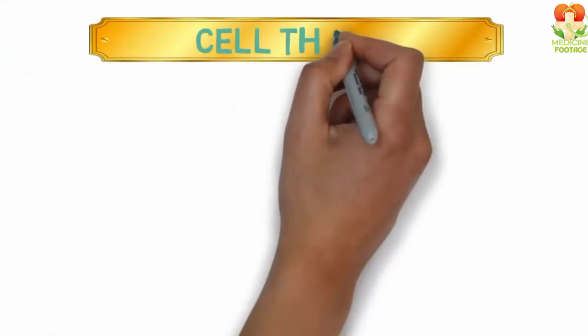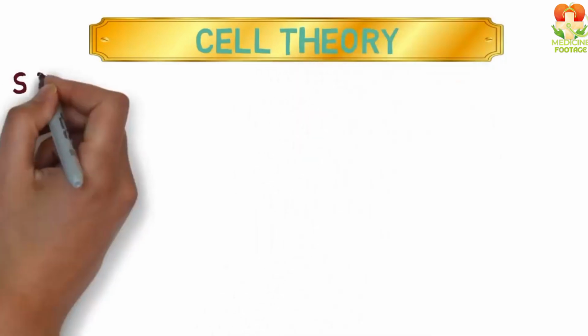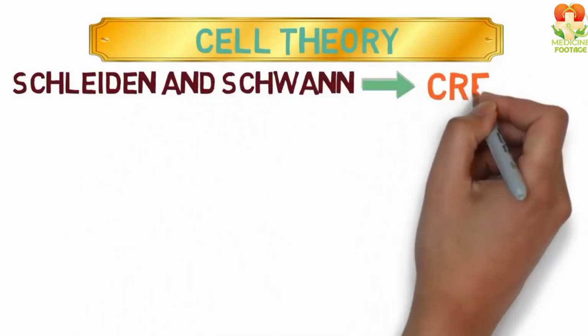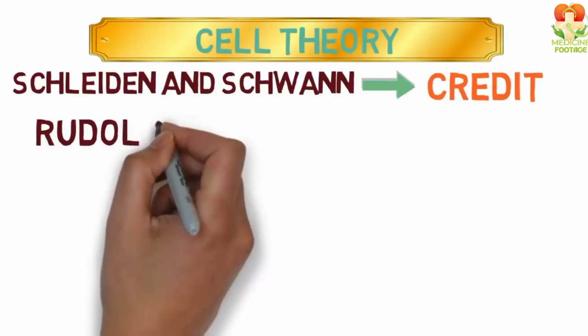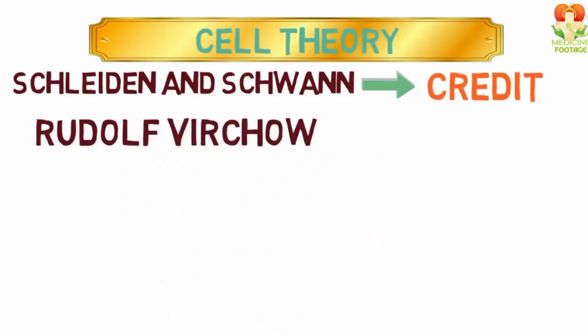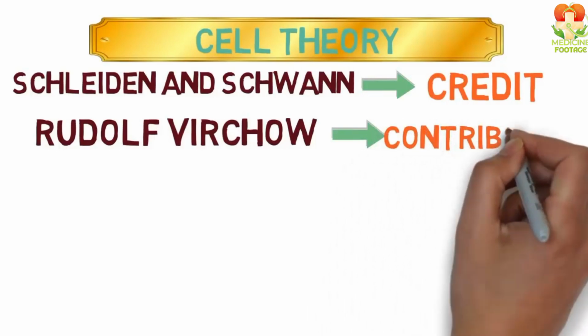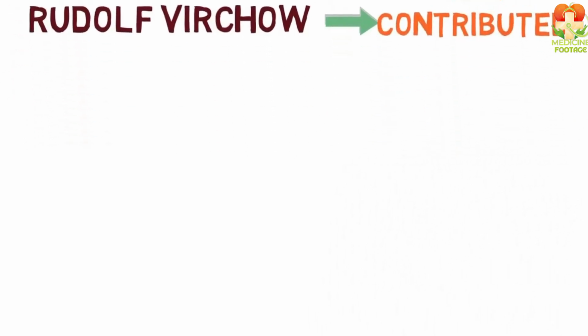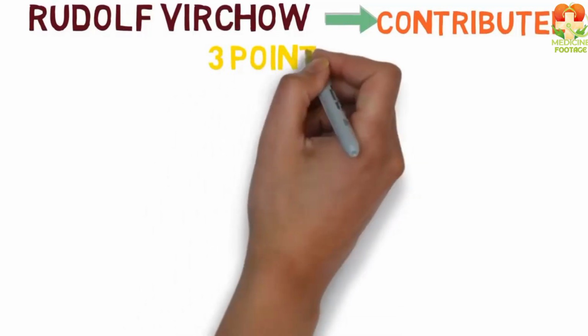Now, let's discuss cell theory. The development of cell theory is credited to two scientists, Schleiden and Schwann. There was also another scientist, Rudolf Virchow, who made significant contributions to cell theory. That's why it is said that these three scientists contributed to cell theory. Cell theory has three main points.